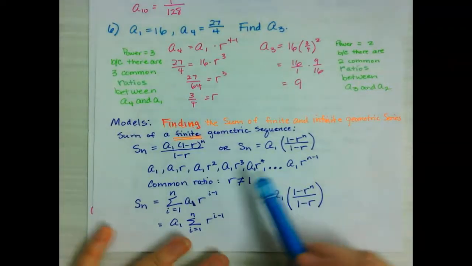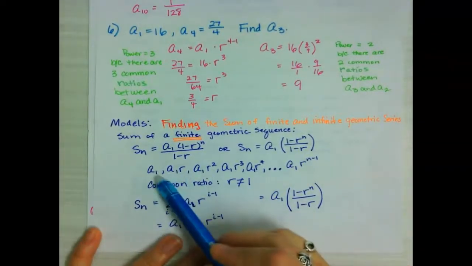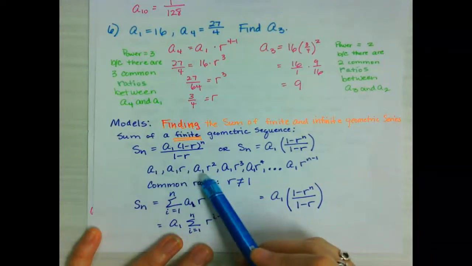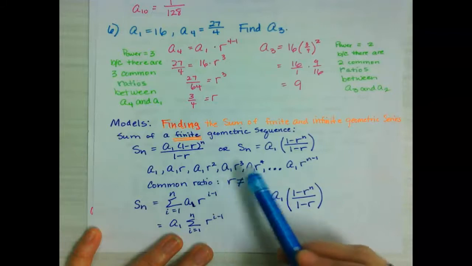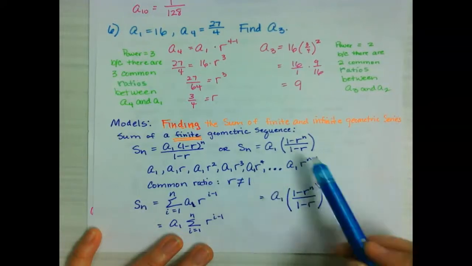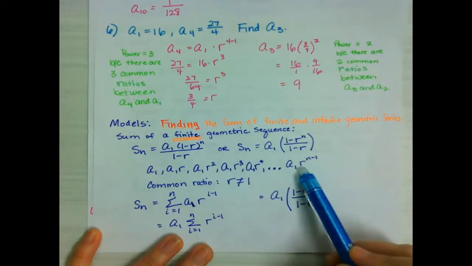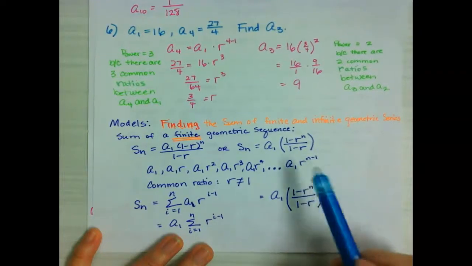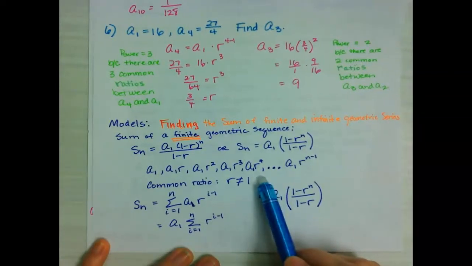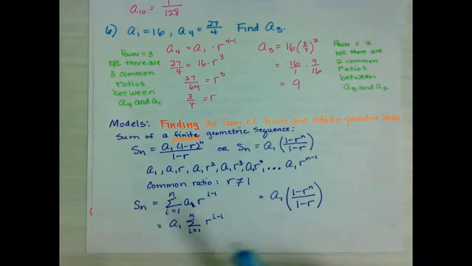When we're looking at a geometric series, it would be a sub 1, then a sub 1 times the ratio, then a sub 1 times the ratio twice, then a sub 1 times the ratio 3 times, and then 4 times, all the way to the nth term, which would be a sub 1 times r to the n minus 1. And remember, the common ratio must not be equal to 1.